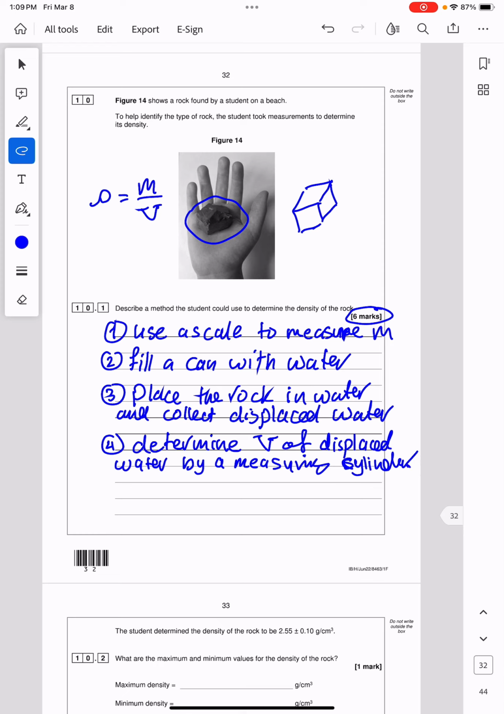Then this is number 4. Number 5, after we found the volume of the displaced water and we know the mass, we're going to say that the volume of the rock is equal to what? The volume of displaced water.